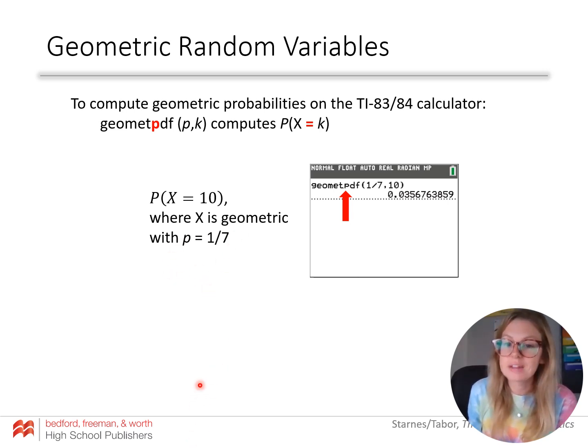Where are we getting that 1 out of 7? Because they're picking a day of the week. It's only 1 out of 7 days of the week, and it's the same probability, right? So plug that into our calculator, and we get 0.0356.